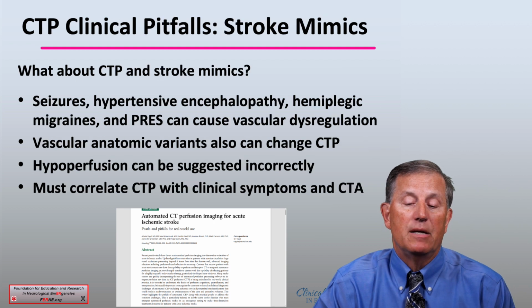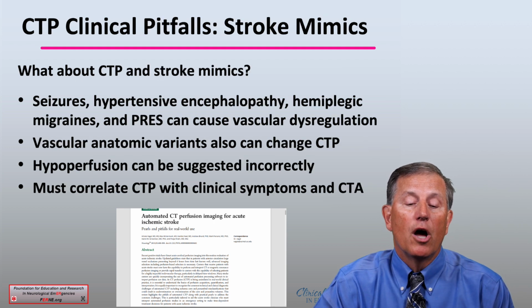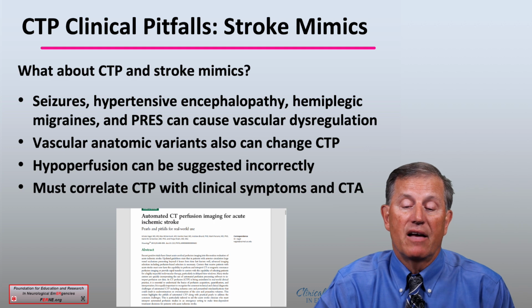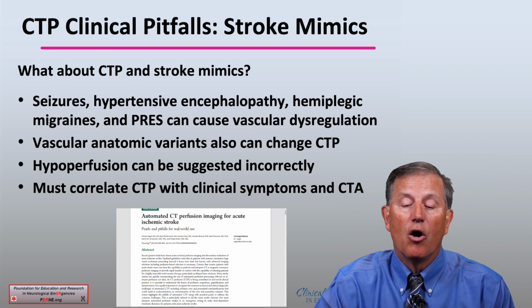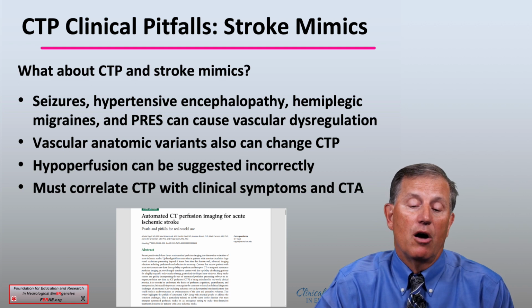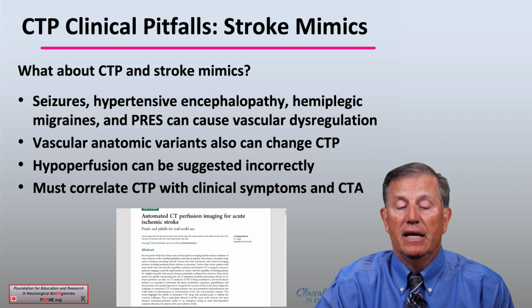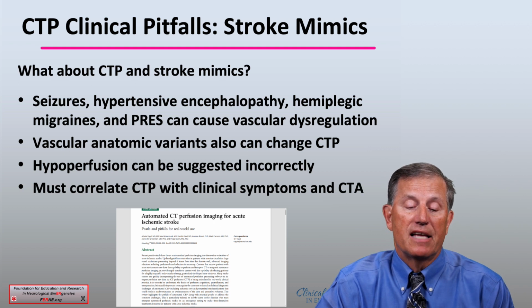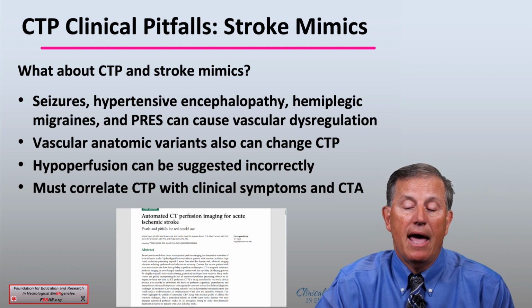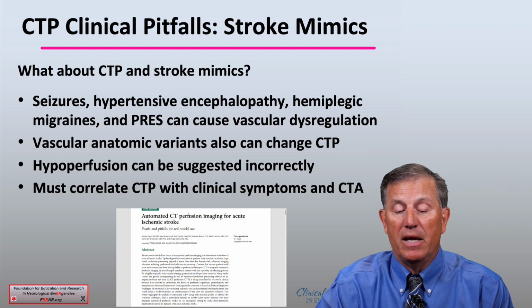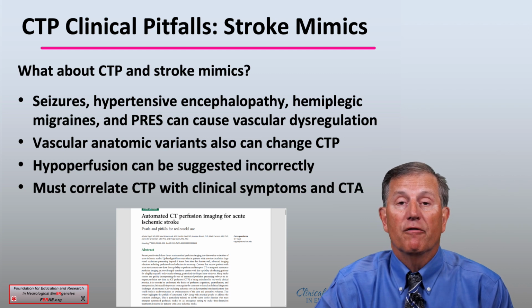And what about CTP and stroke mimics? We know that seizures, hypertensive encephalopathy, hemiplegic migraines, and PRES syndrome all can cause vascular dysregulation. And we know that variants can also cause changes in CT perfusion assessments. We know that hypoperfusion can be suggested or overcalled incorrectly. And you have to correlate your CTP with clinical symptoms and your vascular findings on CTA.